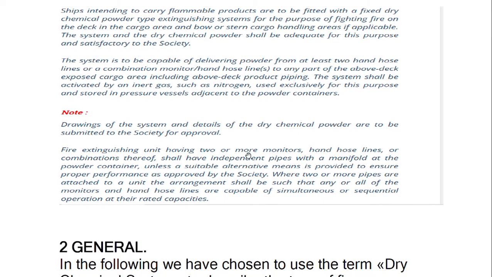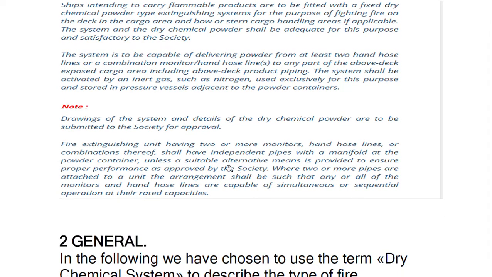Now when we talk about fixed installations, ships intending to carry flammable products are to be fitted with a fixed dry chemical powder type extinguishing system. Now, the fixed type of this DCP is only available wherever flammable products are carried, so you may find it on tankers, covering the deck in the cargo area and the bow or stern handling area if applicable.